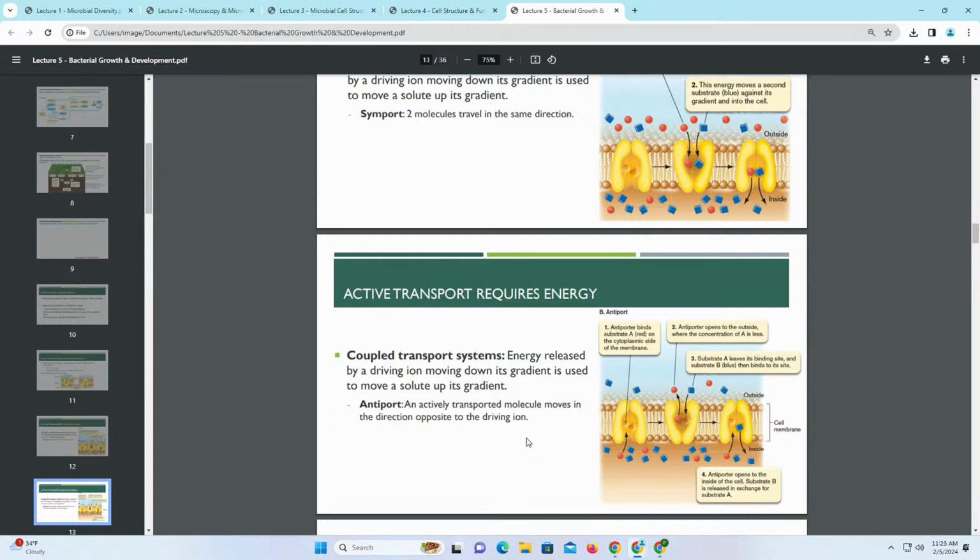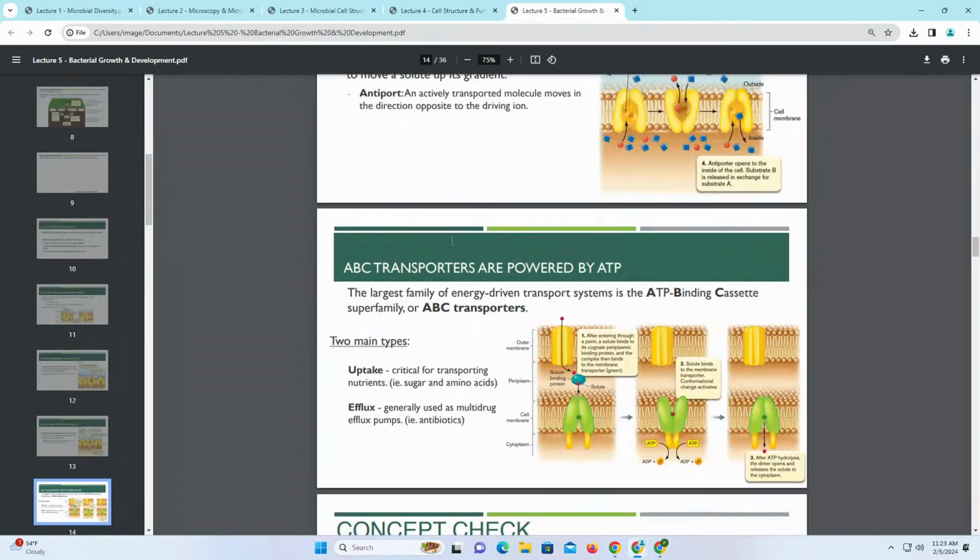Can you go over the ABC system? Yeah, absolutely. So, ABC transporters are active transporters. It's important to know that they are the largest family of transport systems, and they're found in all domains of life. This stands for the ATP binding cassette. So this is this ATP binding cassette right here in green.